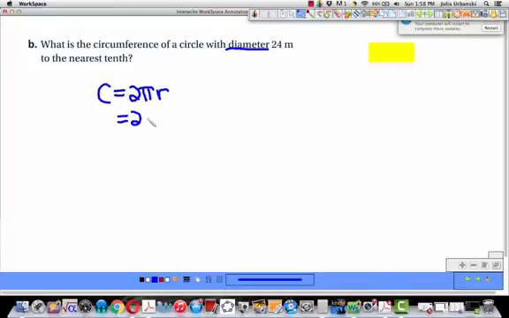So I've got my 2, I've got my pi sign, but the radius of a circle is half of the diameter, so the radius is 12. So I could put in a 12 right here and work it out. 2 times 12 can go together and make 24. Pi stands alone. And then that comes out to 24 pi meters.